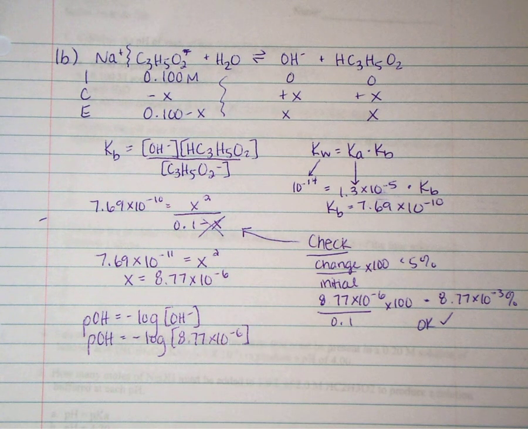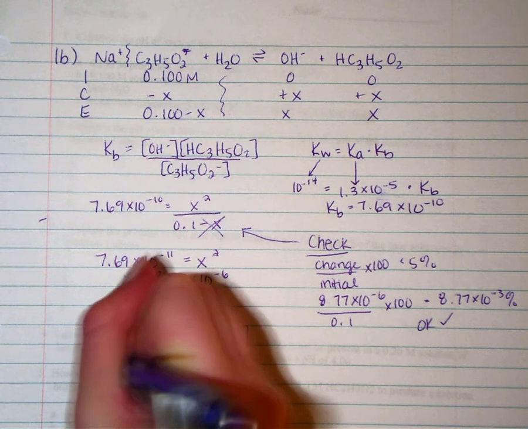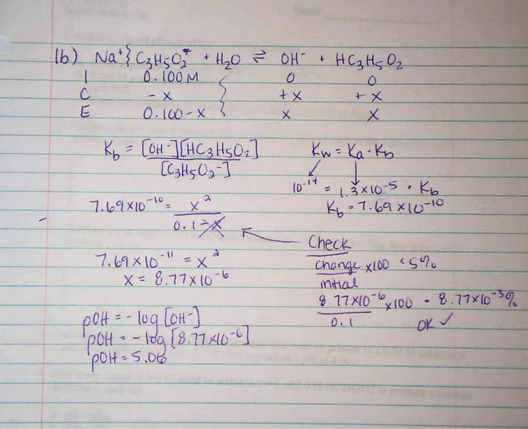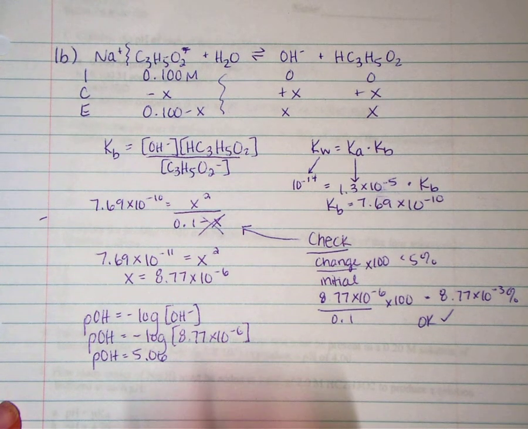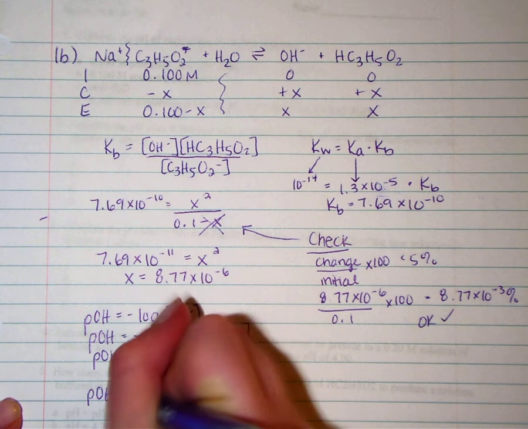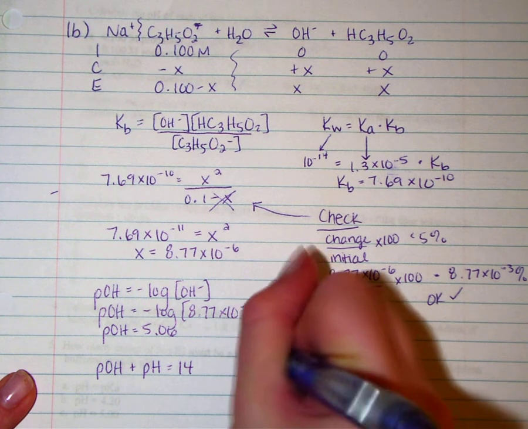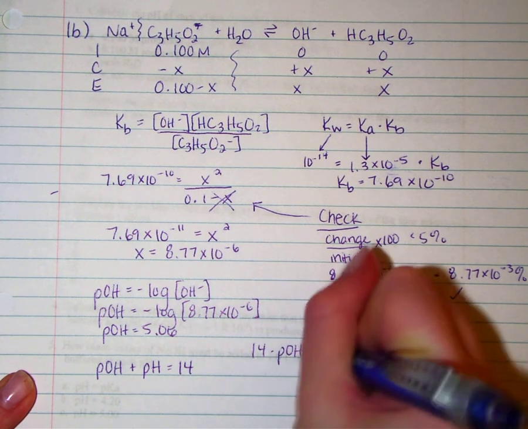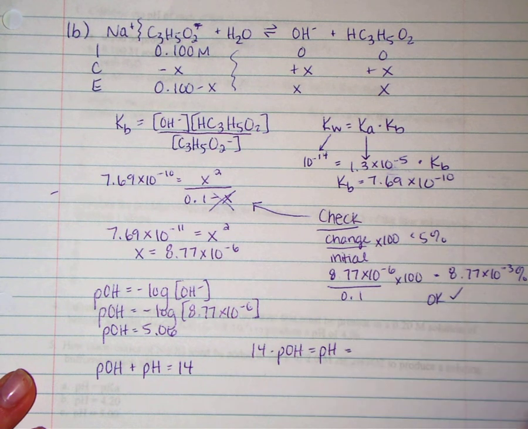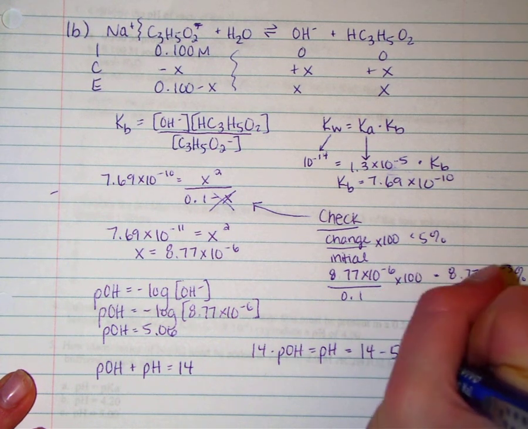So if you type that in your calculator right now, you would get 5.06. Now, I do need to convert that to pH. I know that pOH plus pH equals 14. So if I did 14 minus the pOH, I would get the pH. So the pH equals 14 minus 5.06.